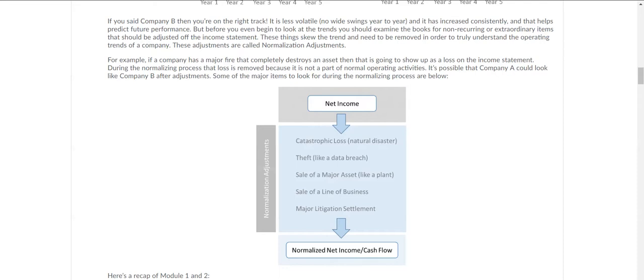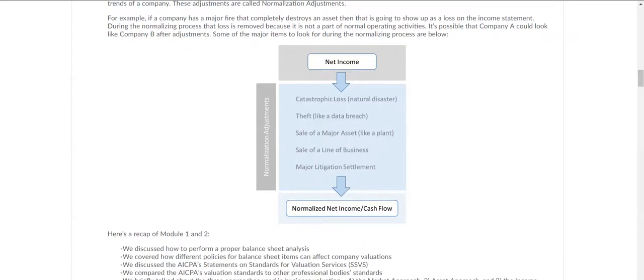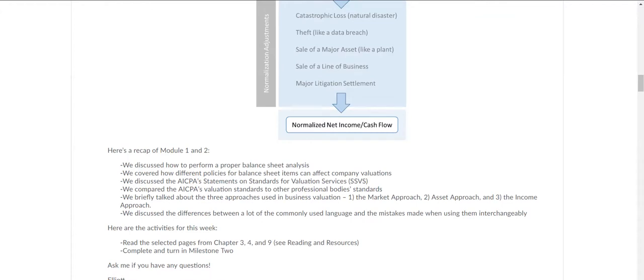So the graphic here shows that we start with net income, and you'll see later in the course we'll actually project net income in the future years, and then we'll discount it to present value. But before we do that, we make these normalization adjustments for any sort of major event that has happened that really should not be considered part of the analysis, and that gets you to normalized income. So that's a brief overview for the week.